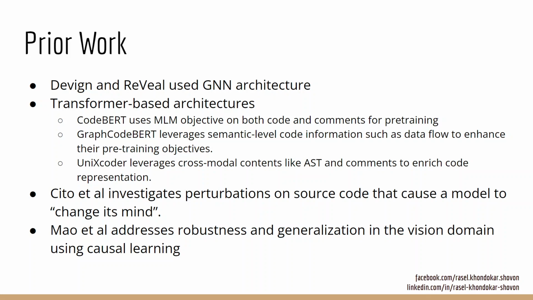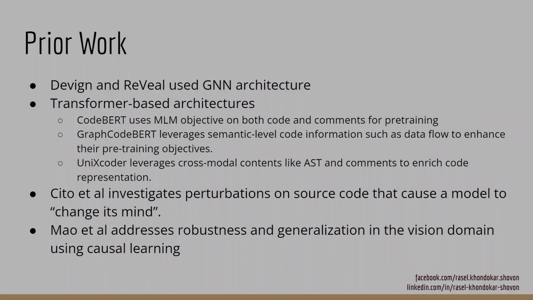There is a research by Sai et al. They investigated perturbations on source code that cause a model to change its mind. And Mao et al. addressed robustness and generalization in the vision domain using causal learning.